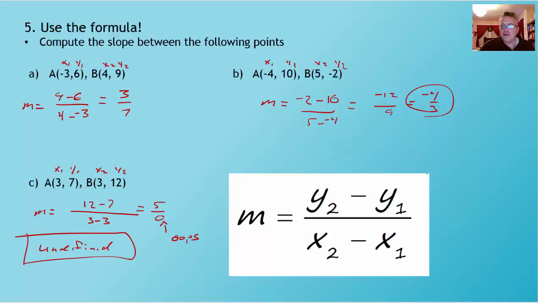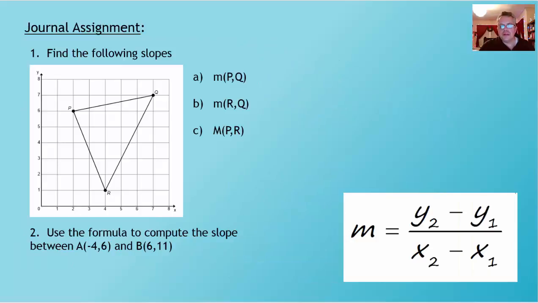Right. Wow, that was a lot of slope really quickly, but I know this is old news for you guys. And I think you'll do fine on the journal assignment here. So you have 2 problems. On the first problem, just compute the slopes of the sides of the triangle. We got PQ, RQ, and PR. Those are the 3 sides of the triangle. Then, for problem number 2, just use the formula to compute the slope between these 2 points. The formula is here on the side.